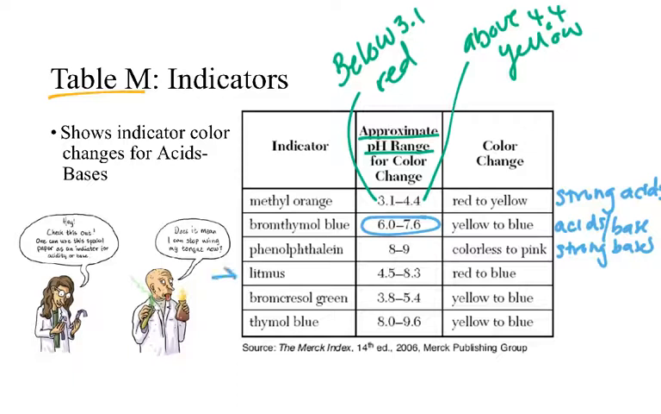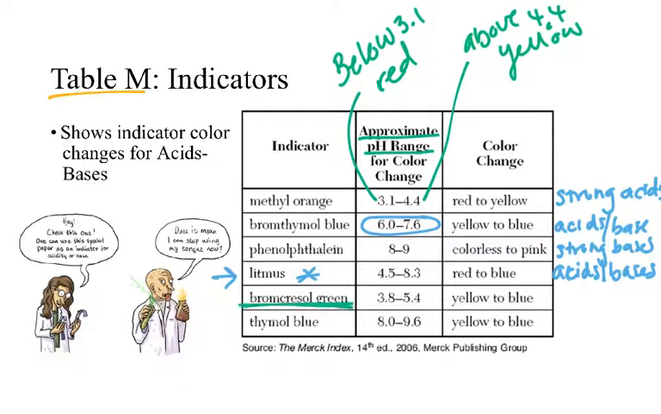Litmus, this one is used very often. It's also referred to as litmus paper. So it will change from red to blue depending on if it's an acid or a base. Again, it's good for acids and bases. We notice that it goes from 4.5 all the way up to 8.3.